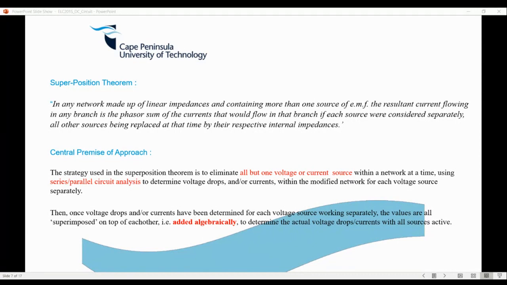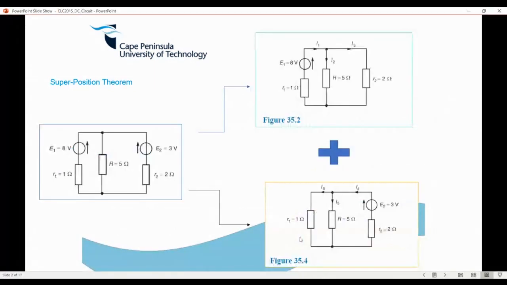Using series-parallel circuit analysis, determine voltage drops and currents within the modified network for each voltage source or current source separately. Once the voltage drops and currents have been determined for each source, the values are superimposed on top of each other and added algebraically to determine the actual voltage drops and currents with all sources active. So just like a quick graphical representation, for instance, if you have the circuit on the left, you can see that we've got an 8 volt source, we've got a resistor there, we've got another resistor, 5 ohms, and another branch here, 3 volt, 2 ohms.